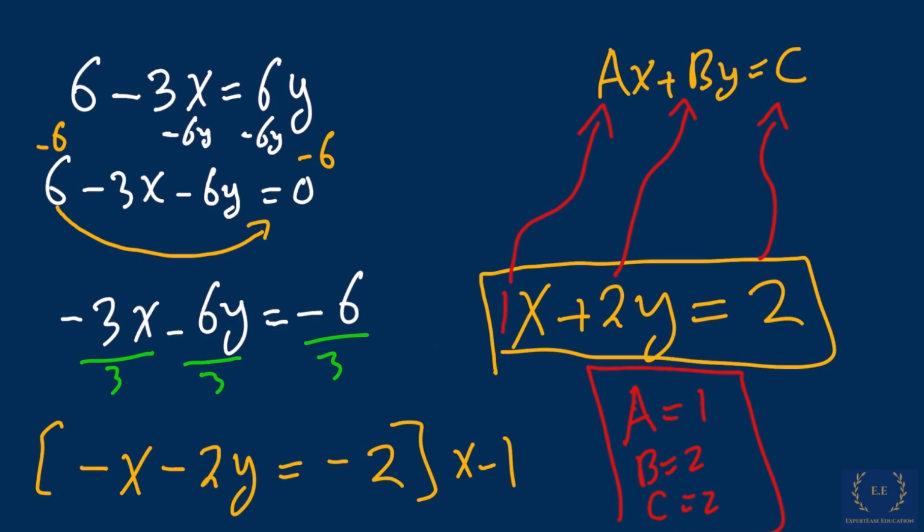So 3 divided by 3 is 1. 6 divided by 3 is 2. 6 divided by 3 is 2. But we have a minus sign which is popping out everywhere, and I can just simply eliminate the sign by multiplying it by minus 1. So by doing so, it became x plus 2y equals 2. Now just take a look if it matches the standard form. I have a number multiplied by x, which is a, a number multiplied by y, which is b, and the constant, which is c.